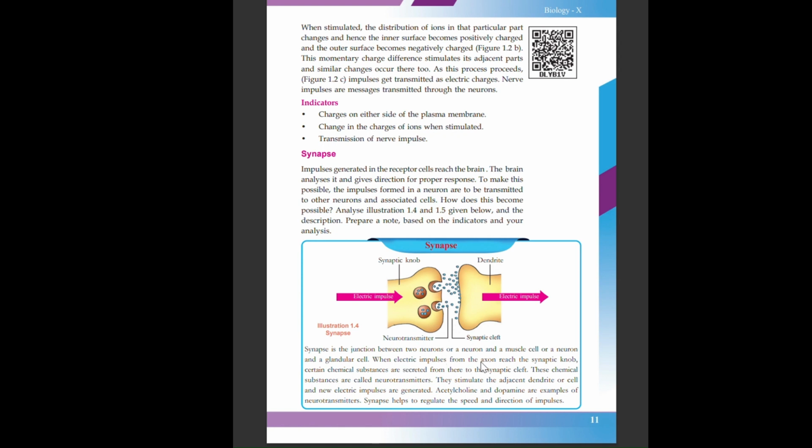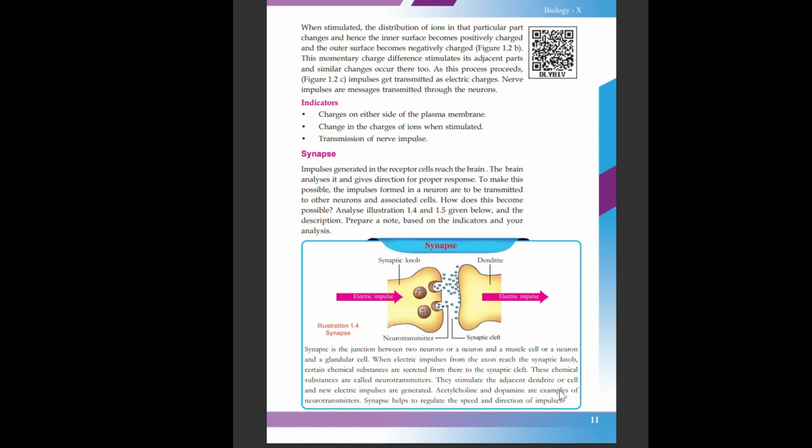When electric impulses from the axon reach the synaptic knob, certain chemical substances are secreted from there into the synaptic cleft. Whatever I've explained, they've written in paragraph form, so you just have to convert it into a paragraph. These chemical substances are called neurotransmitters. They stimulate the adjacent dendrite or cell, and new electric impulses are generated.